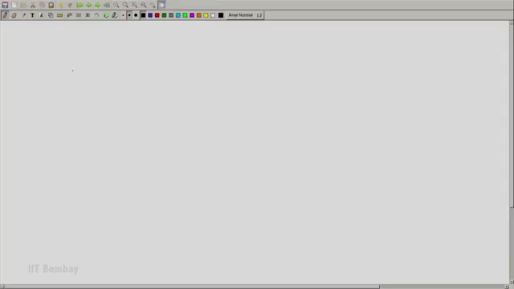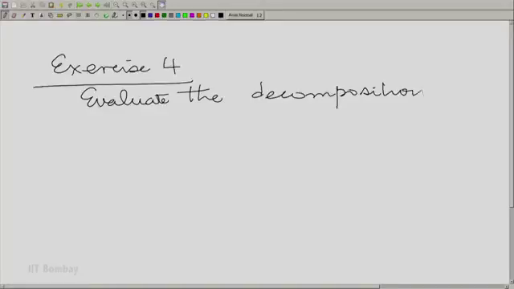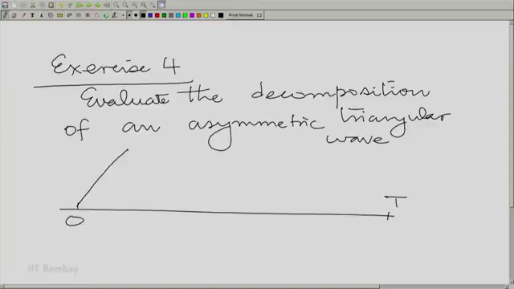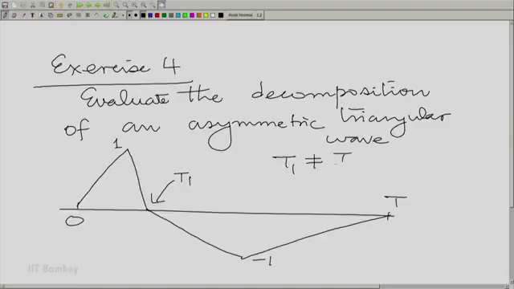And finally, this is the most difficult of the problems that I am giving you today, and that is exercise 4 for you. Evaluate the decomposition of an asymmetric triangular wave, which would look something like this. This is a difficult problem. This rises to 1 and falls back, and then goes down to -1 and comes back. But T1 is not equal to T by 2. And as usual, you would then substitute T1 equal to T by 2 once you have evaluated this and verify you get what you got for the symmetric triangular wave.